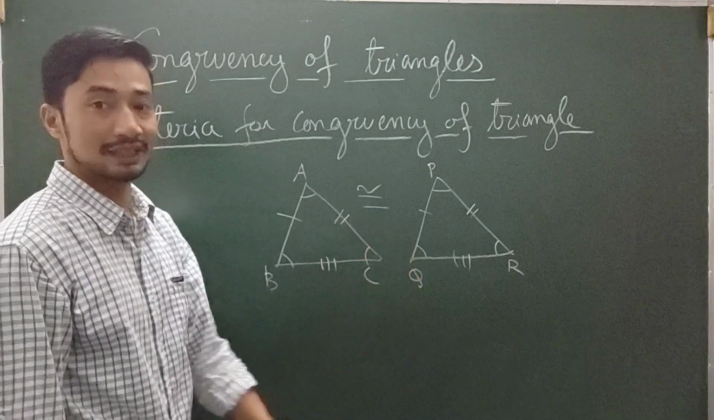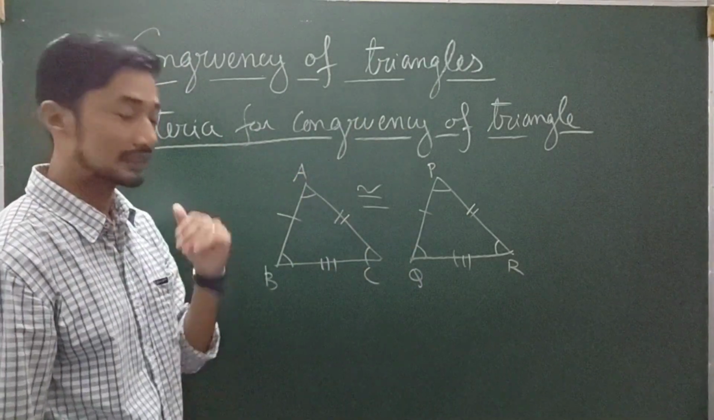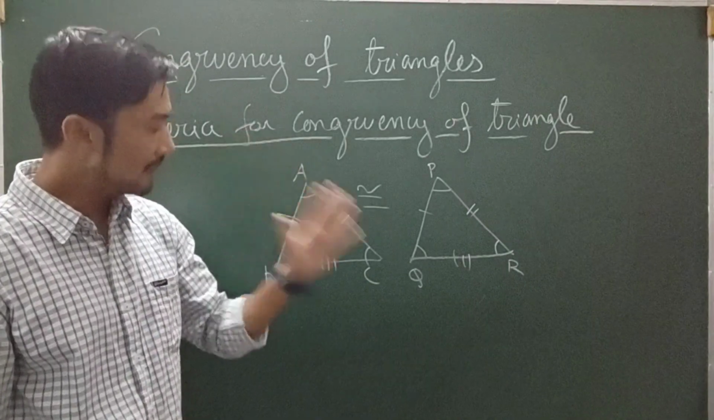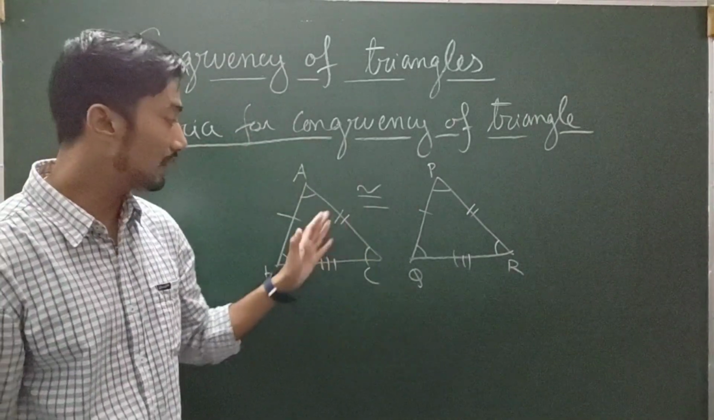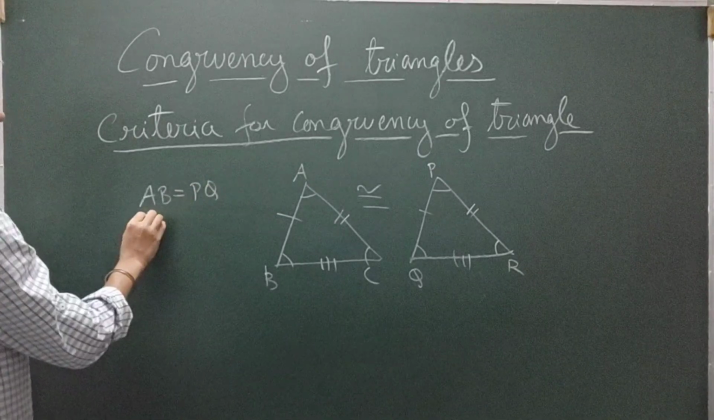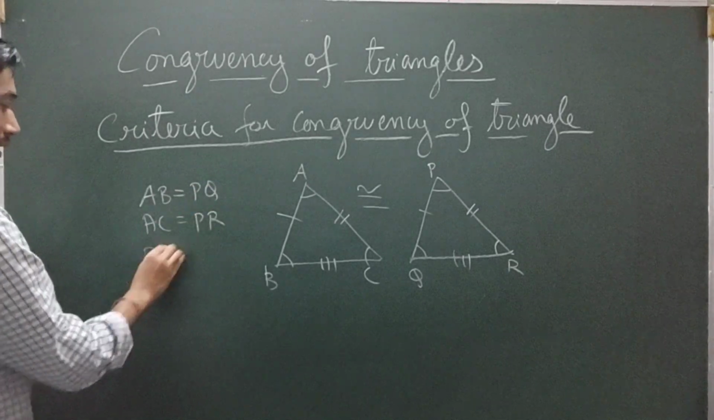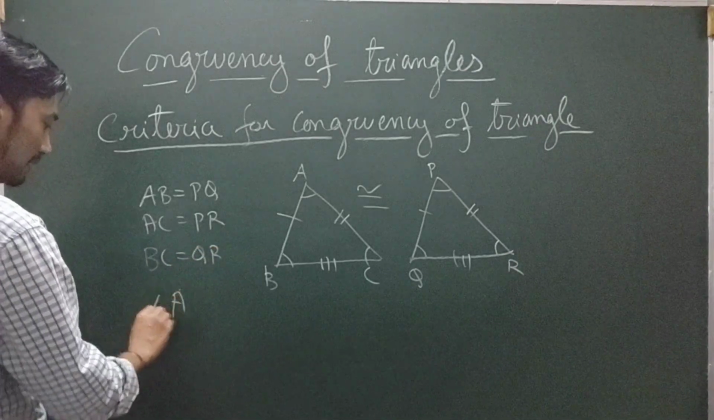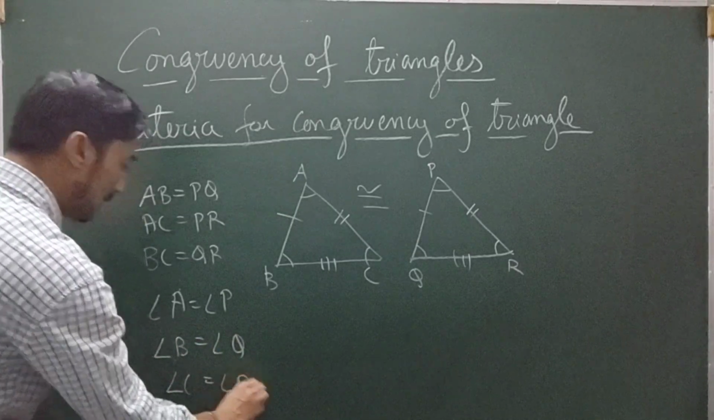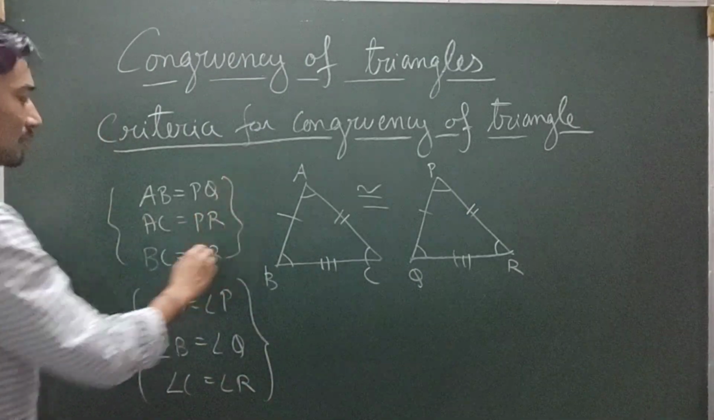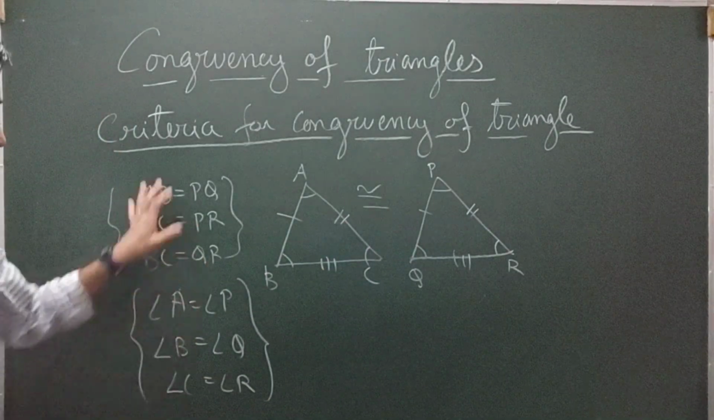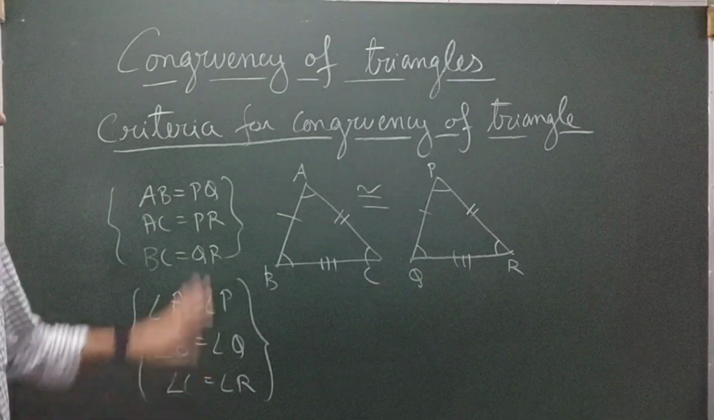Yes, definitely. But it's a good thing that we have some criteria for congruency of triangles, which means it is really not compulsory every time to prove that all the 3 sides are equal and all the 3 angles are equal. That is, AB equal to PQ, AC equal to PR, BC equal to QR, angle A equal to angle P, angle B equal to angle Q, angle C equal to angle R. Every time the question says prove the congruency of these 2 triangles, or are they congruent, you don't have to prove all these 6 conditions. No, absolutely not. That's the good thing about this criteria.